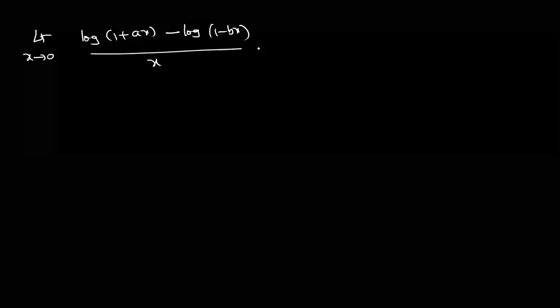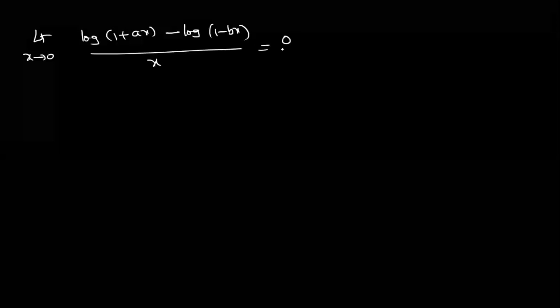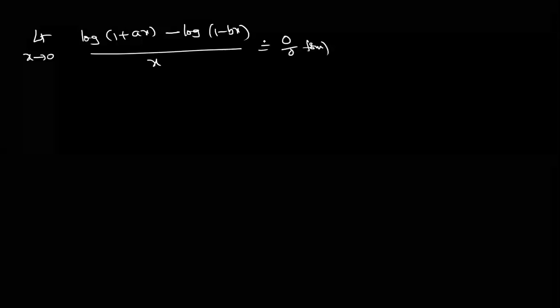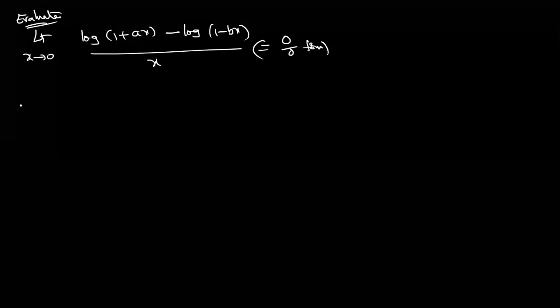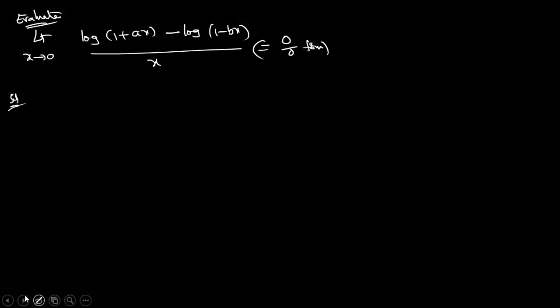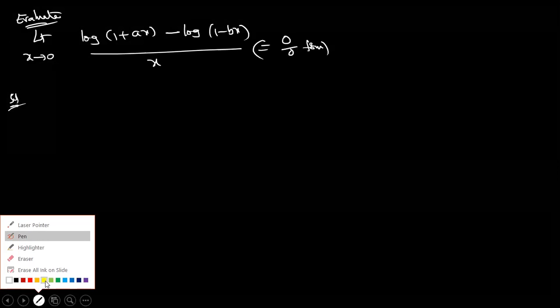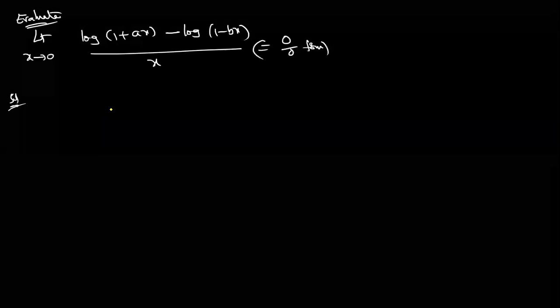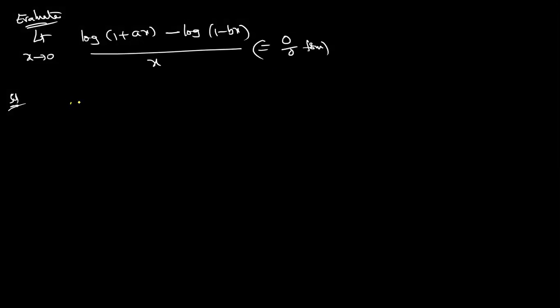See, put x is equal to 0. What is the result coming? Anyone? 0 by 0 form is coming. Anyone observing? Evaluate. Solution. See, 0 by 0 form is here. Apply L'Hospital's rule. What is the result? Anyone?